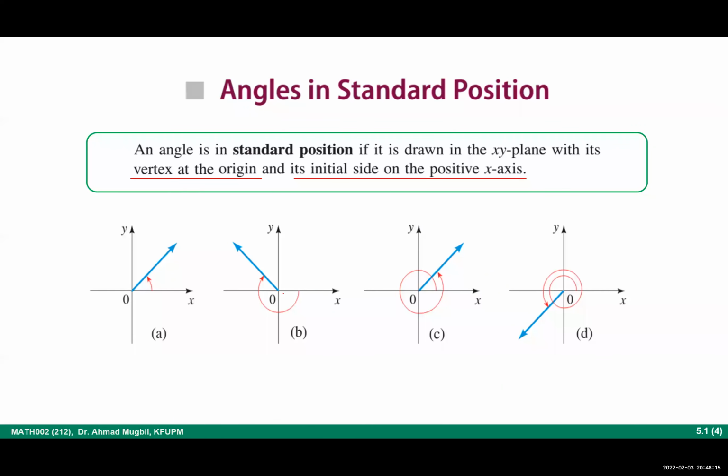The angle is in standard position if its vertex is at the origin and the initial side is the positive x-axis. Of course, the terminal side could be anywhere. The direction could be positive in this way, or negative in this way.